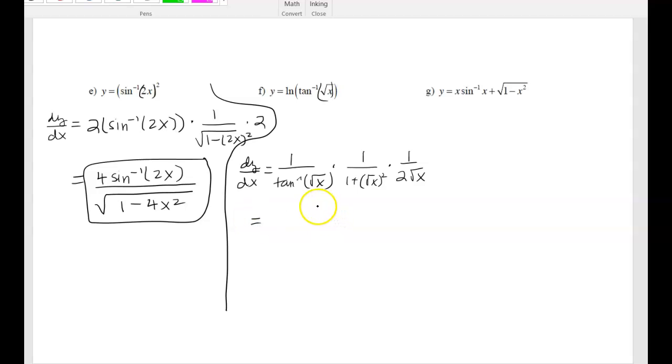There's not too much to do here. We can put this all under the same denominator if you want. Usually we would put the polynomial parts in the front. So we've got 2 square root of x times 1 plus square root of x squared, which is just x, times inverse tangent of square root of x.